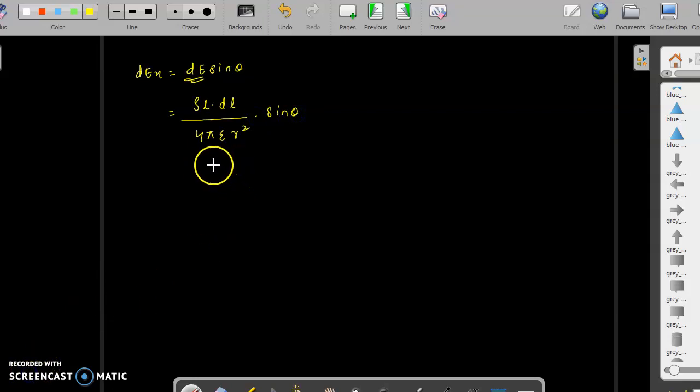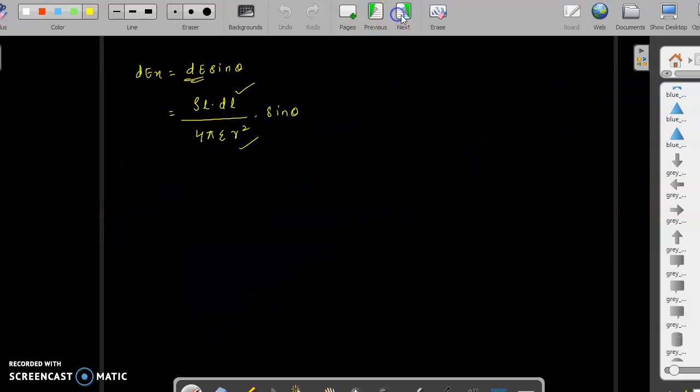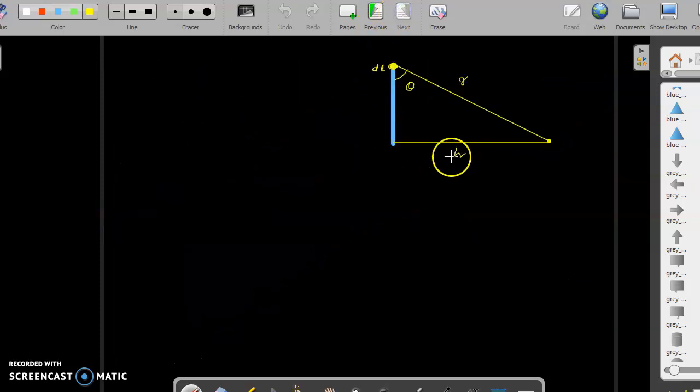Now using a triangle we need to find the relationship between dl and r. This is to simplify this expression. So here we can see there is a triangle, and I am taking it out of this figure. Here you can see the triangle. This is a small segment, and this length is x minus L.